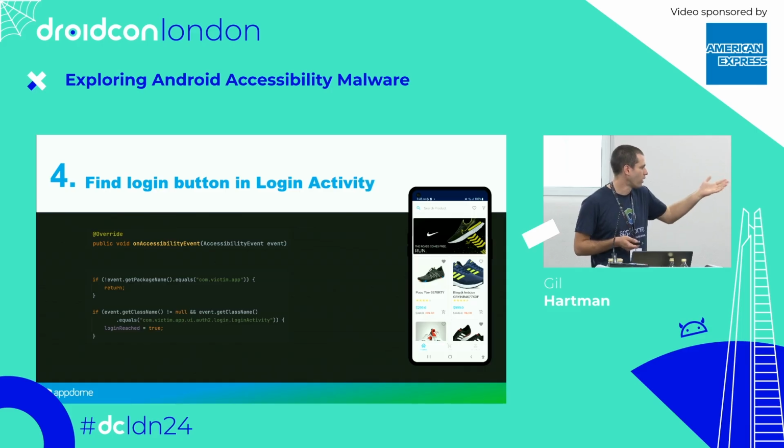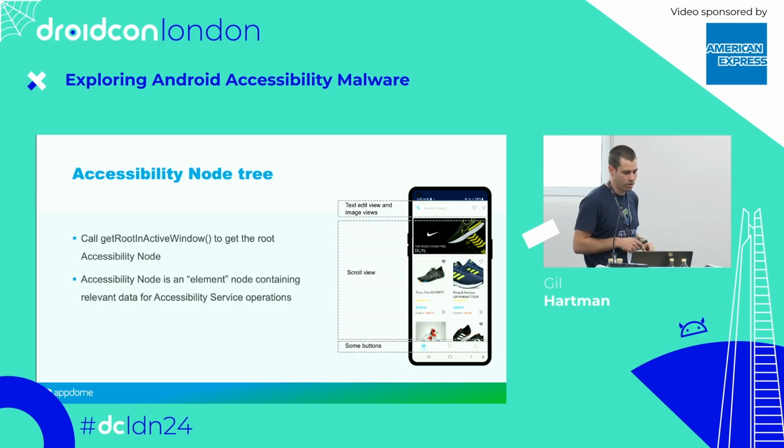So I'm saying, okay, where am I? The login activity? I'm not there yet, I'm on the home screen. So that's where the accessibility node tree comes in. Basically, it's a specific object that's related to accessibility. You get an accessibility node tree, which is basically a tree of all the UI elements on the screen, and you can just run DFS on it and search for whatever you want.